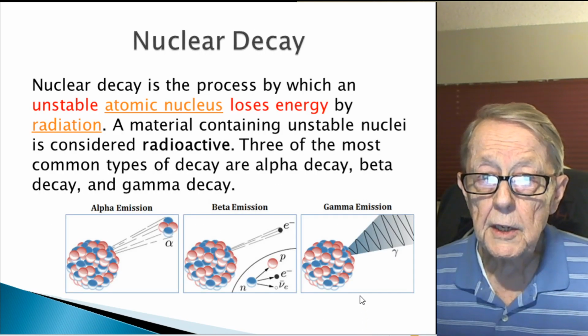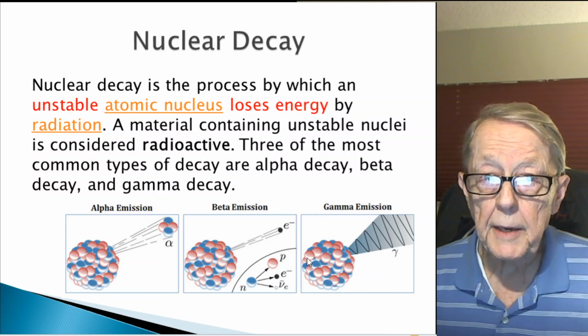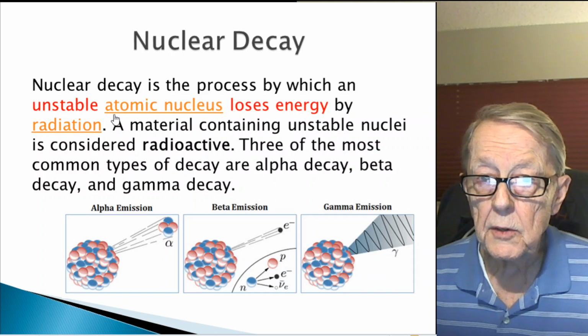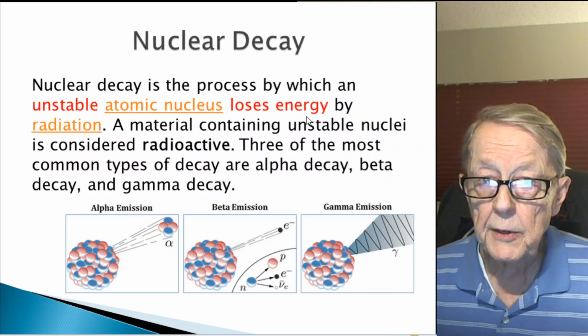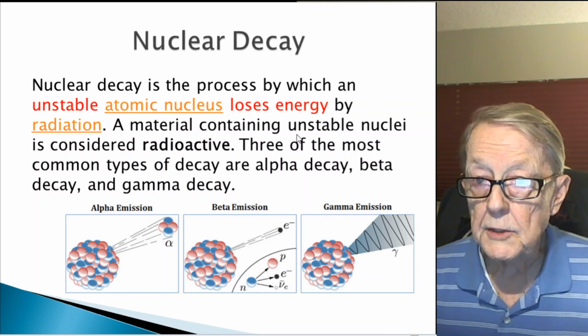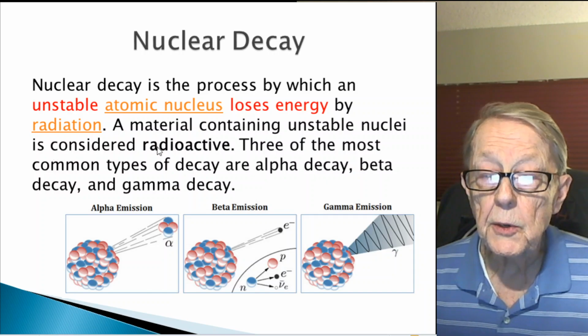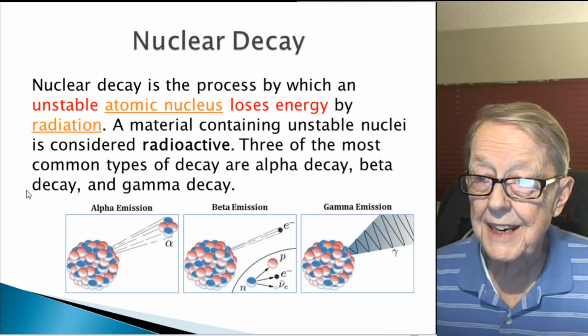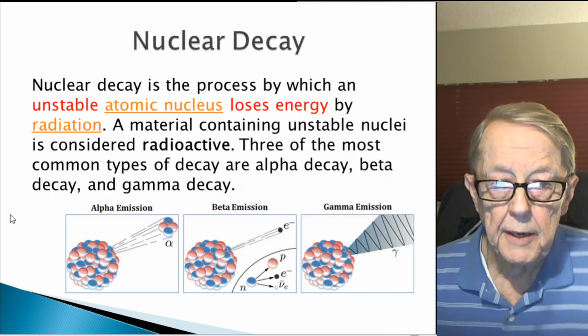Okay, this is a description of nuclear decay. It is a process by which an unstable atomic nucleus loses energy by radiation. A material containing unstable nuclei is considered radioactive. Three of the most common types of decay are alpha decay, beta decay, and gamma decay.